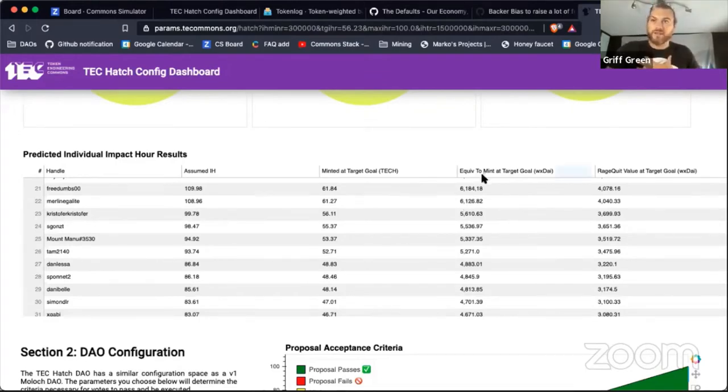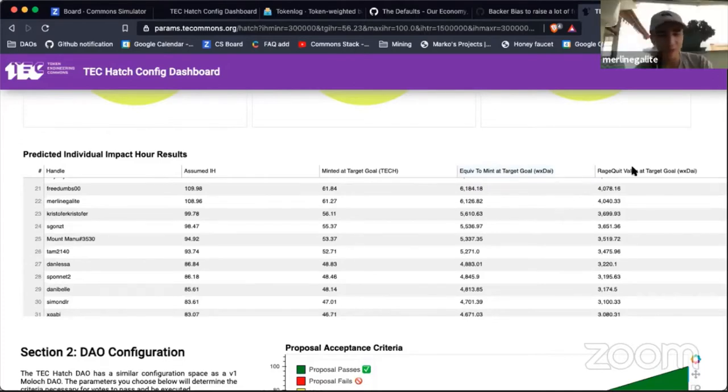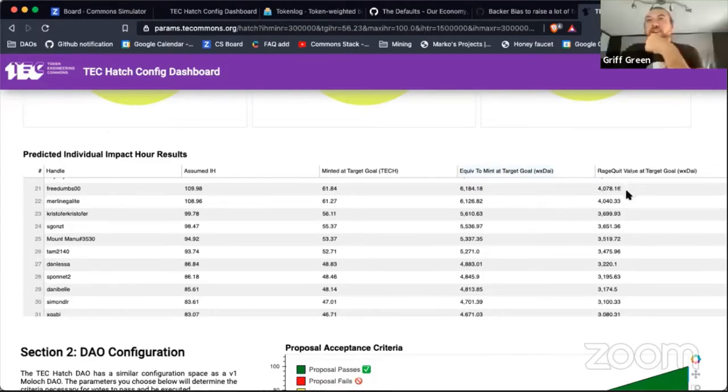Equivalent, I guess, you know what, now that I think about it, this is the equivalent to mint at any time. You don't have to say at target goal. I need to make an issue. Anyway. And then rage quit value at target goal.